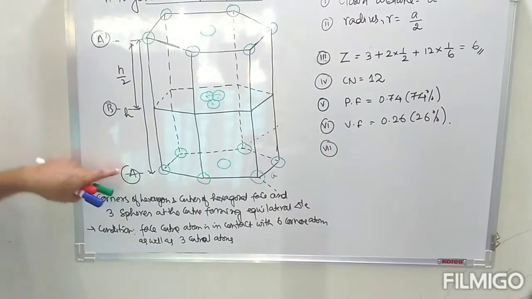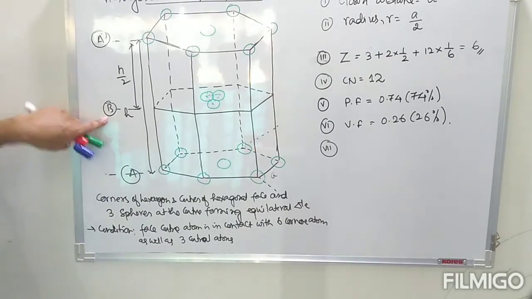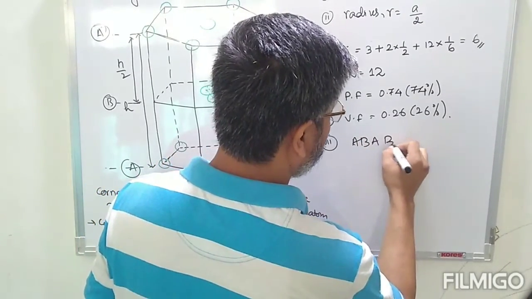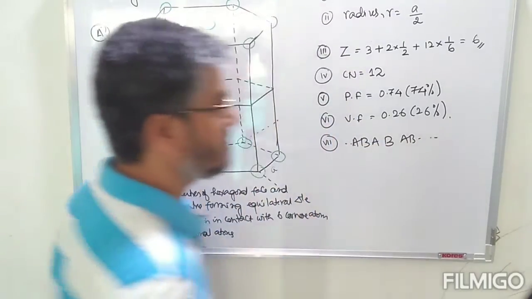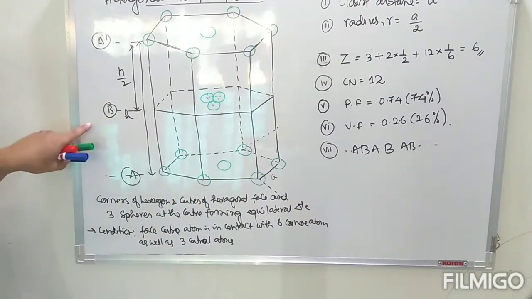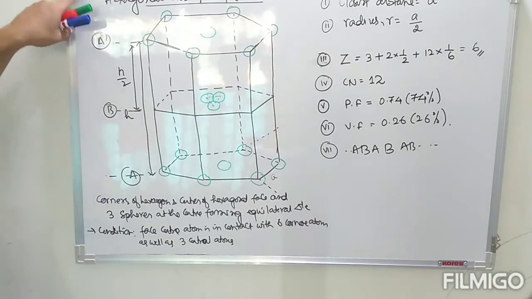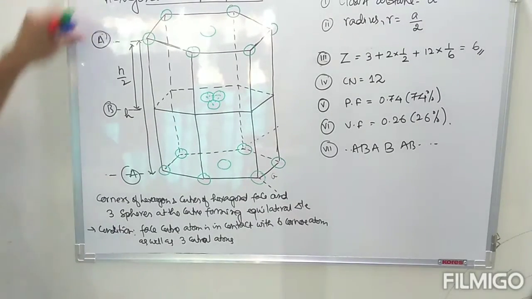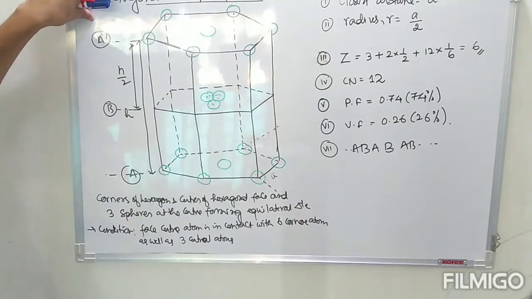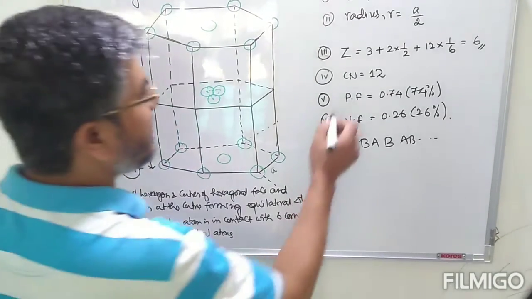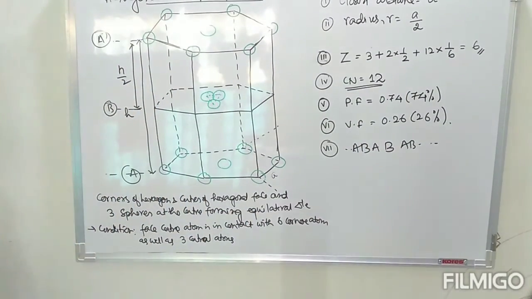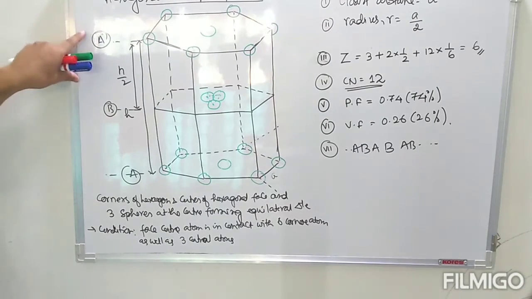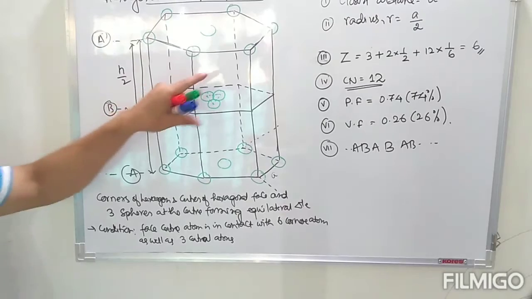And in these locations we have defined, we have an A layer, above this a B layer, above this an A layer. So the arrangement is A, B, A, B, A, B, A, B, A. So this hexagonal close packing has the same coordination number as that of FCC. These FCC and hexagonal close packing are known as closest packed structures.